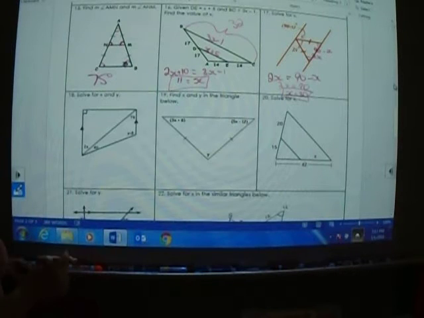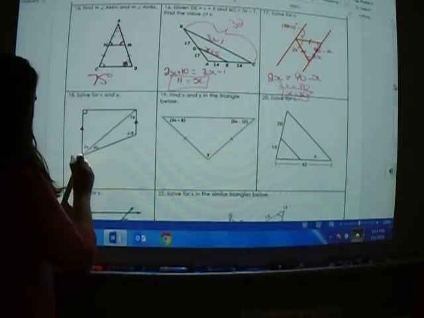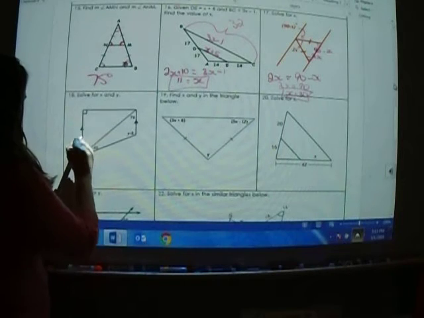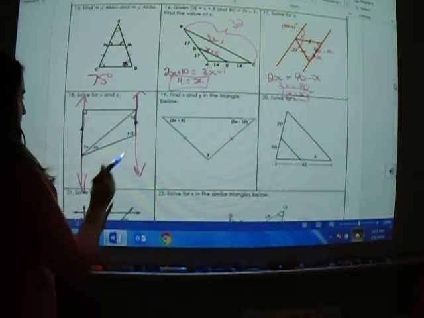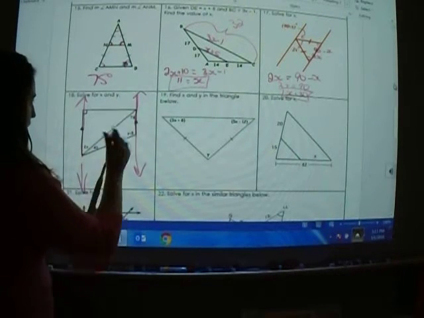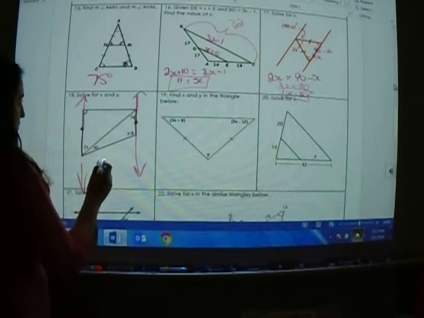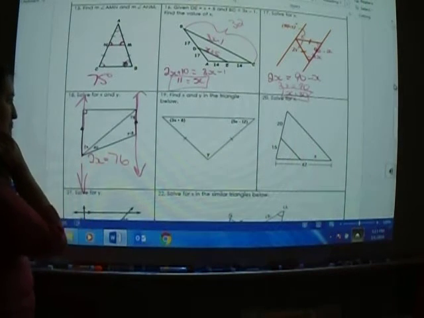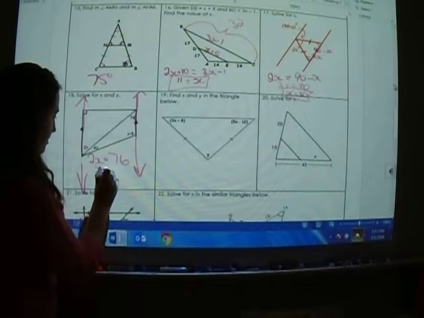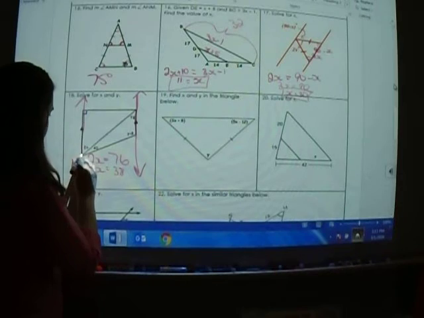All right, let's look over here. We're told this is a right triangle and this is 2x, right? This line here is parallel, we're told, to this line. If this is our transversal and this is 76, this is an alternate interior angle to this right here. So we've got 2x equals 76. Okay? So x equals 38. All right, we know that now.